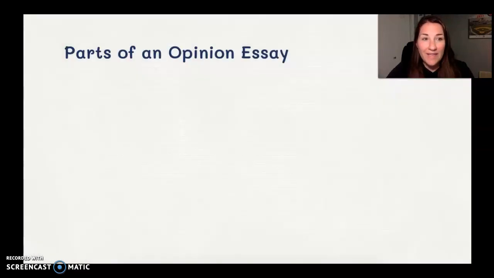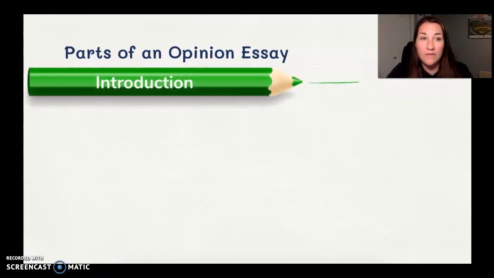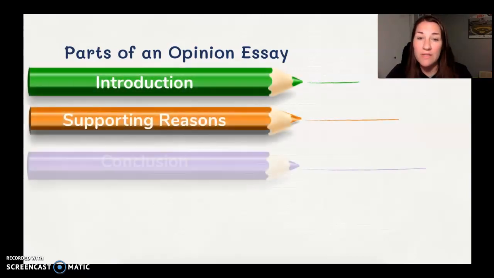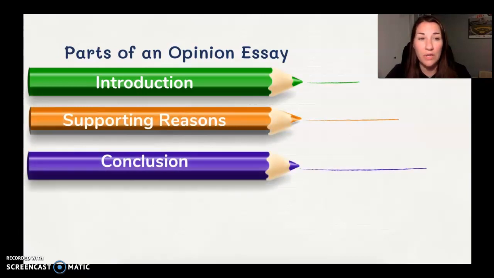So once you pick what you're writing about and you know your purpose of your writing, you need to know how to write it and what the different parts of an opinion essay might be. And so there's three parts. There's an introduction, there's supporting reasons, and there's a conclusion. We're going to look at those a little bit more carefully, and then we'll do an example.